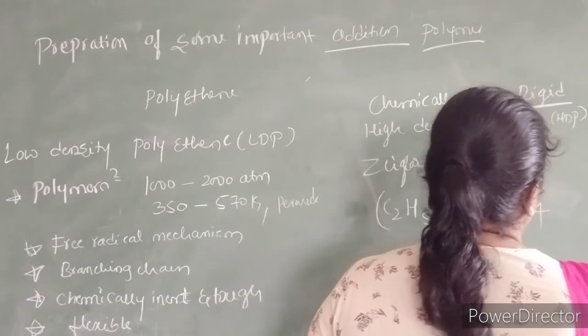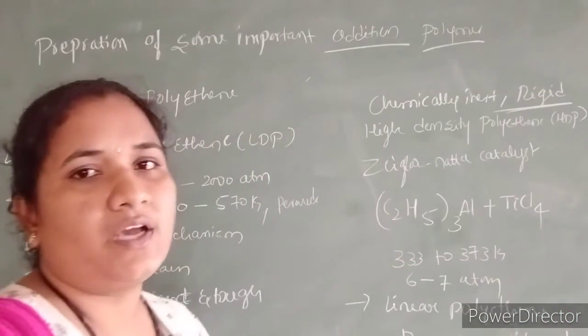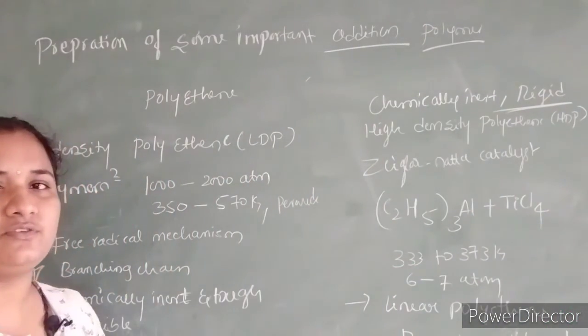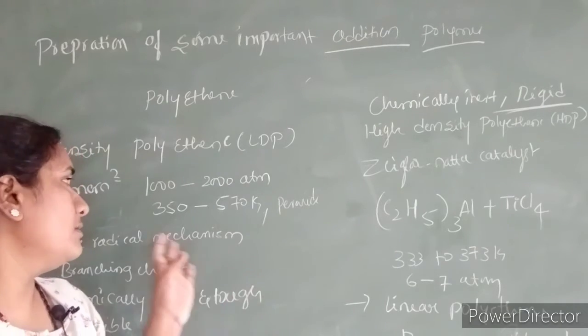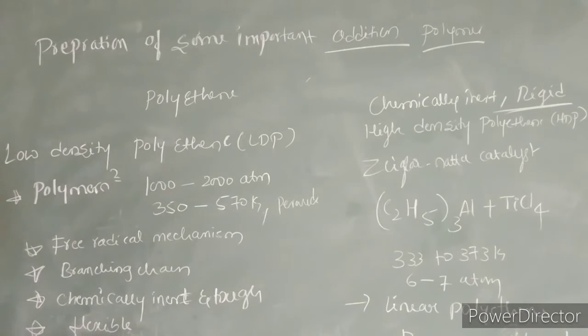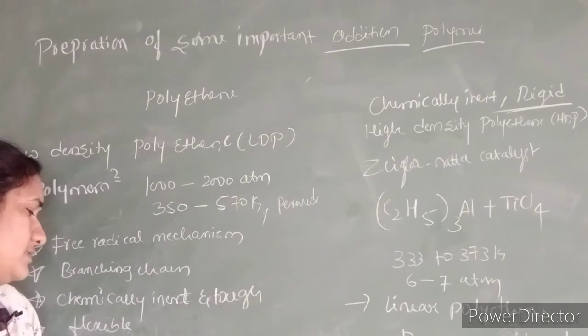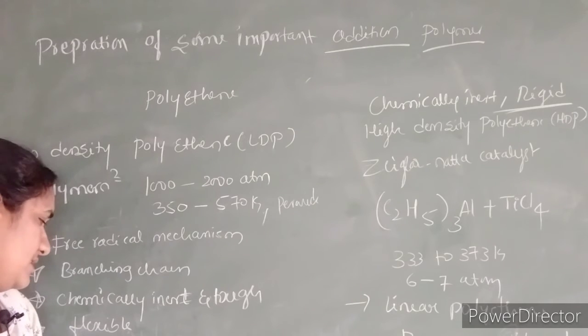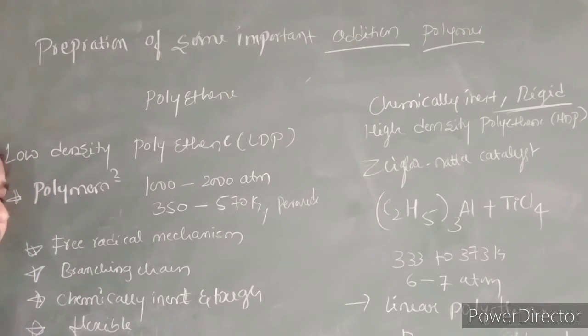Because of its rigidity and more toughness, we use it in the preparation of harder materials, but due to the flexibility of low density polyethylene, we use it in the manufacture of electrical insulating materials and wire materials. So this is about the polyethylene molecule.